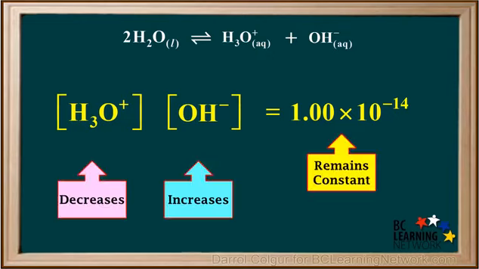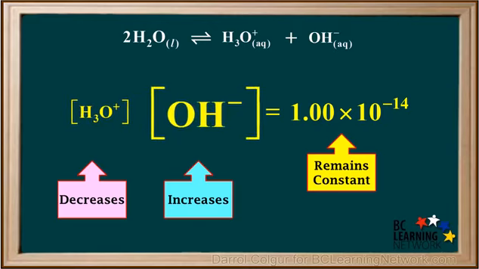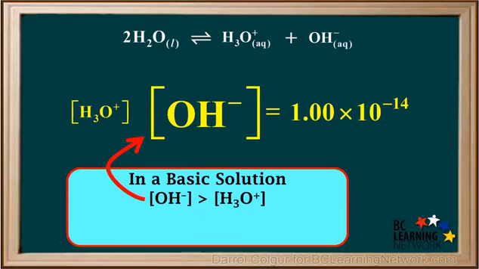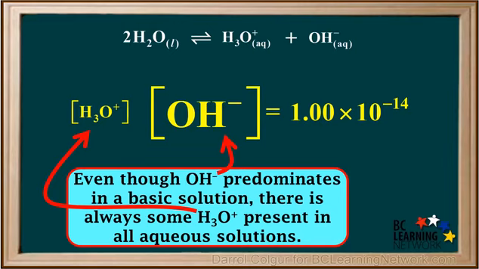A base is added and the hydroxide ion concentration increases. Notice the concentration of the hydronium must decrease in order to keep their product constant. In a basic solution, the concentration of hydroxide is greater than the concentration of hydronium, but their product remains constant at 1 times 10 to the negative 14th. It is important to realize that even though OH- predominates in a basic solution, there is always some H3O+ present in all aqueous solutions.